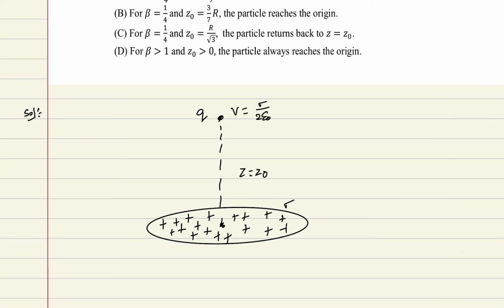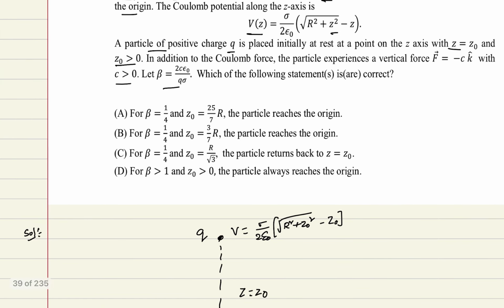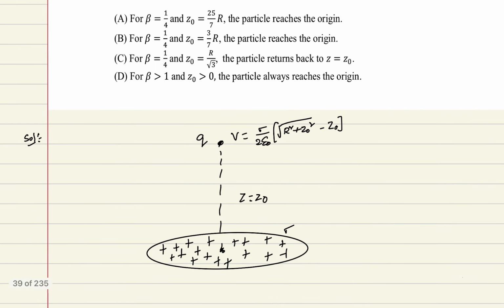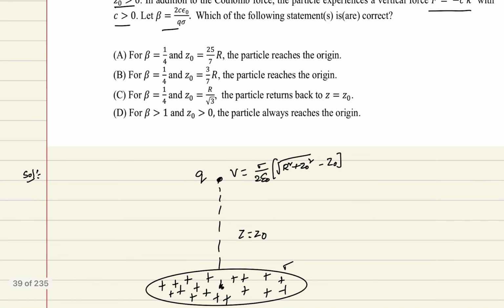Because of this surface charge density sigma, the potential is V equal to sigma by 2 epsilon naught into (under root of r square plus z naught square minus z naught). This is the given question. In the question it was given that V is sigma by 2 epsilon naught into (under root of r square plus z square minus z), and the force acting on this charged particle is F equal to minus c k. You can observe the direction of this force F bar.